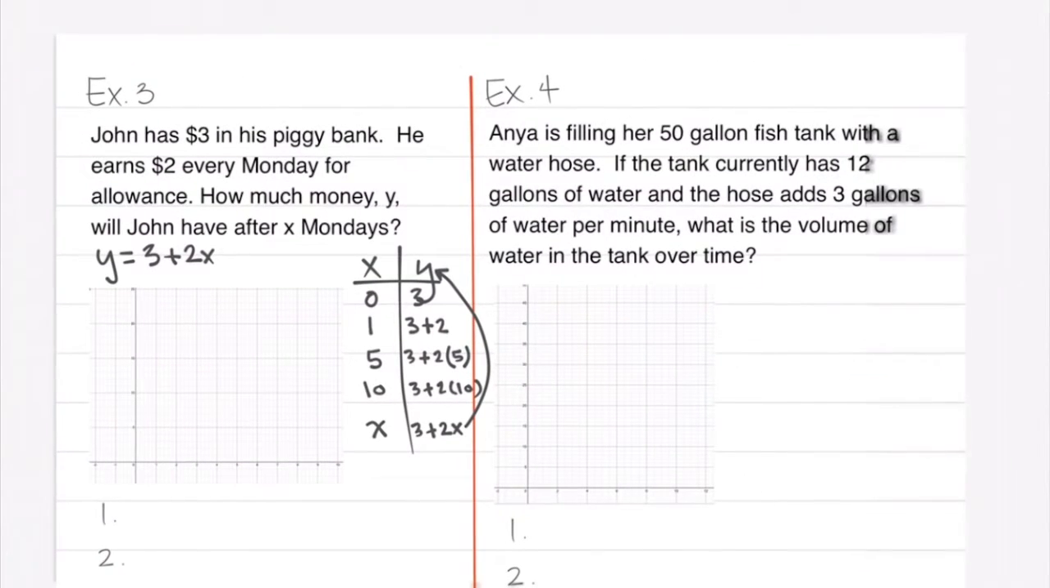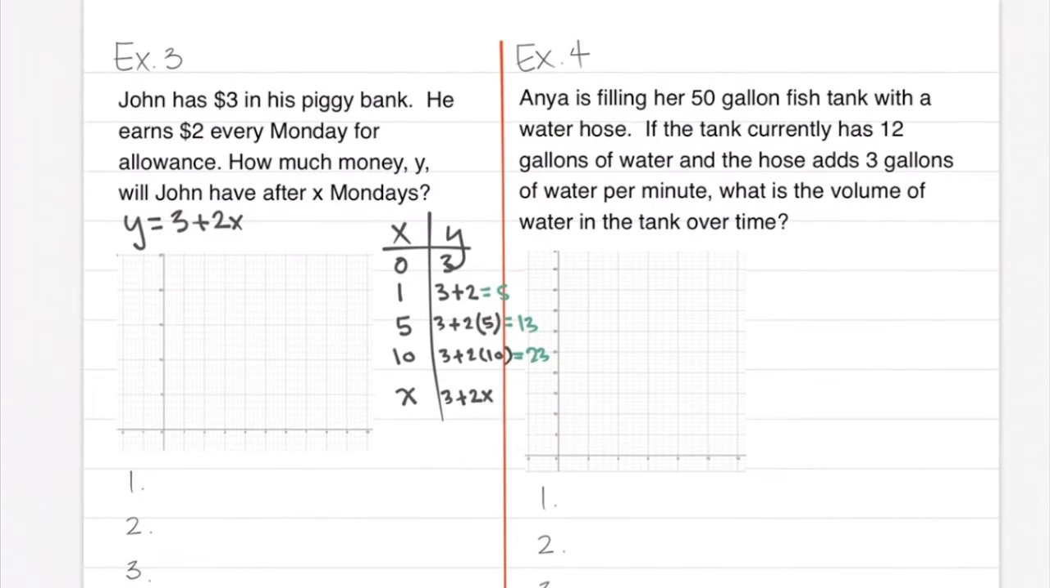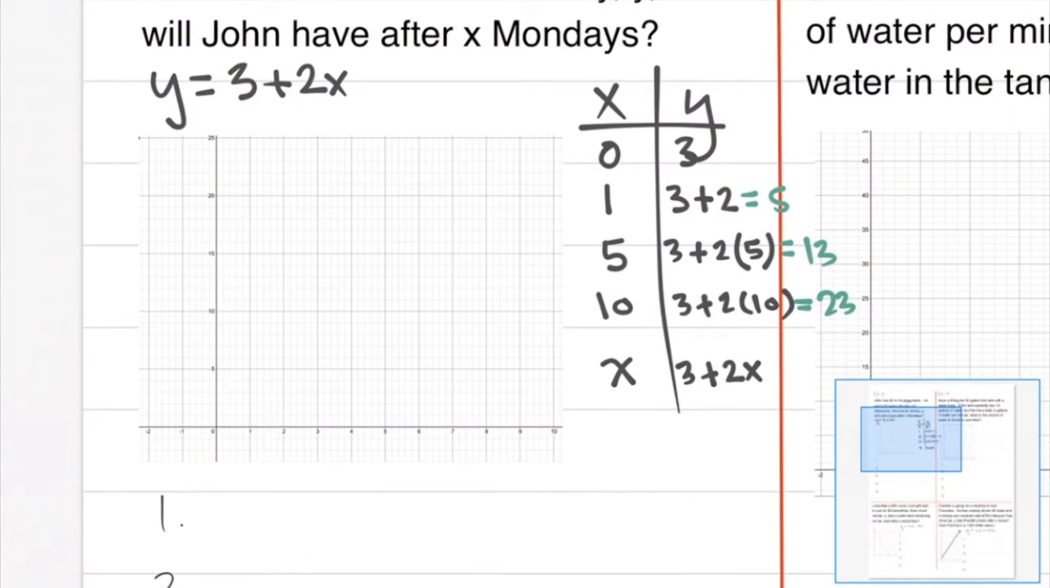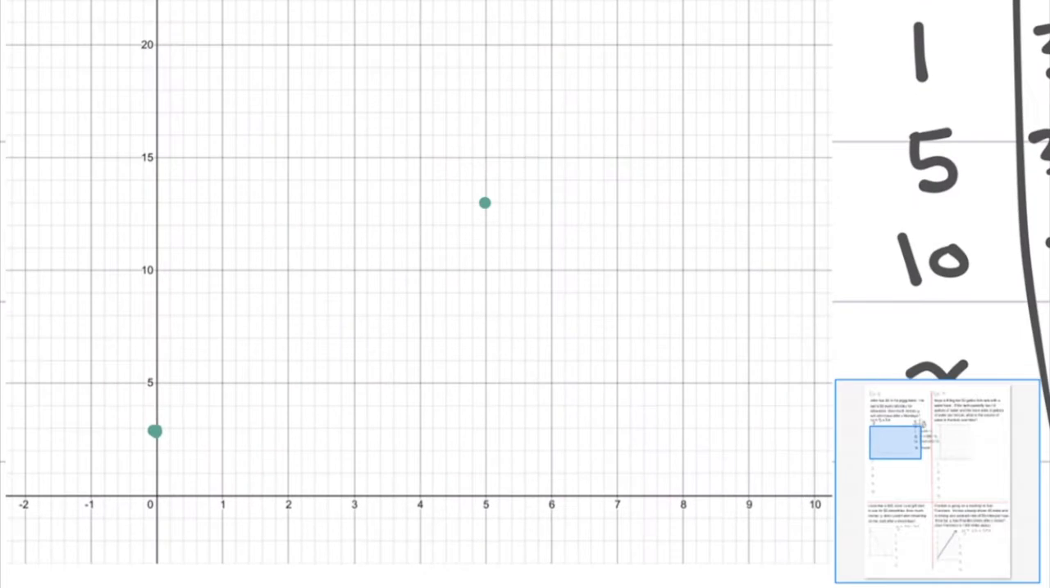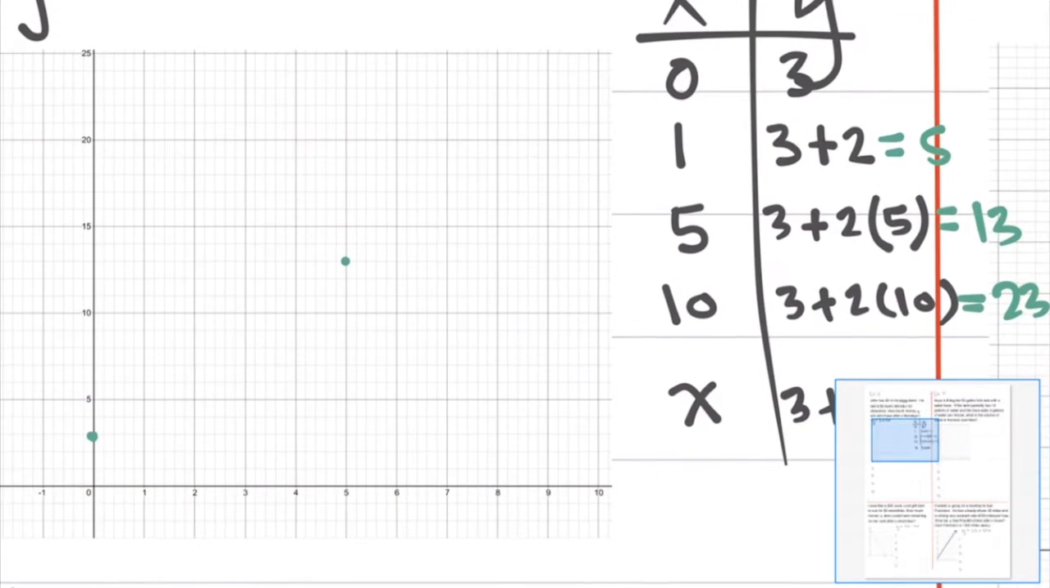Now, if we actually figured out what these y values were, that first line is already done. It's 3. The second line would be 5. The third line would be 10 plus 3, so 13. Then 3 plus 20, so 23. And that's enough for us to plot some points. So let's go ahead and do that. So (0, 3) is our first point. Then (5, 13) is our next point. And then (10, 23).